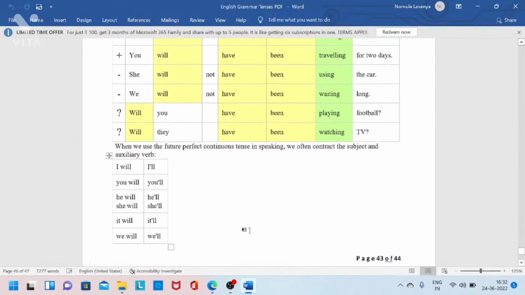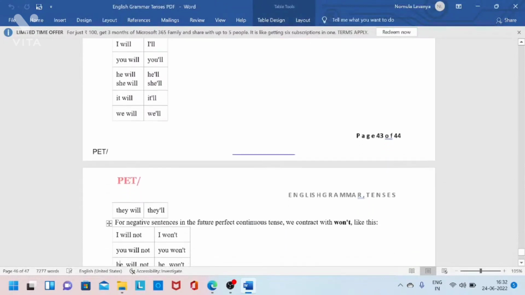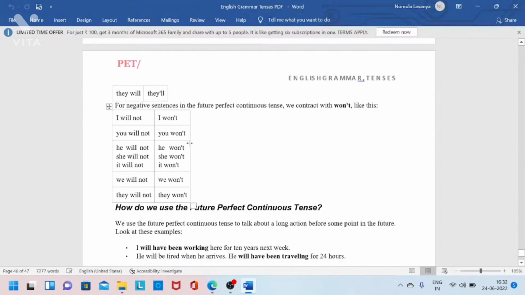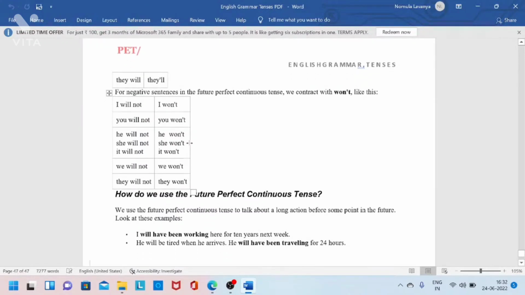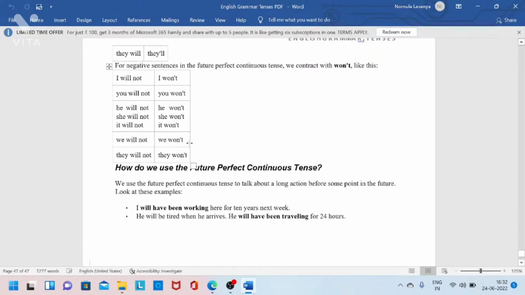And we have a changeover also, like how I will, you will change in this box. Next, the negative sentences in the future perfect tense will contract with won't, like I will not becomes I won't, as I have already said in the perfect tenses. So this is how to use the future perfect tense. Quickly, let's have an example.